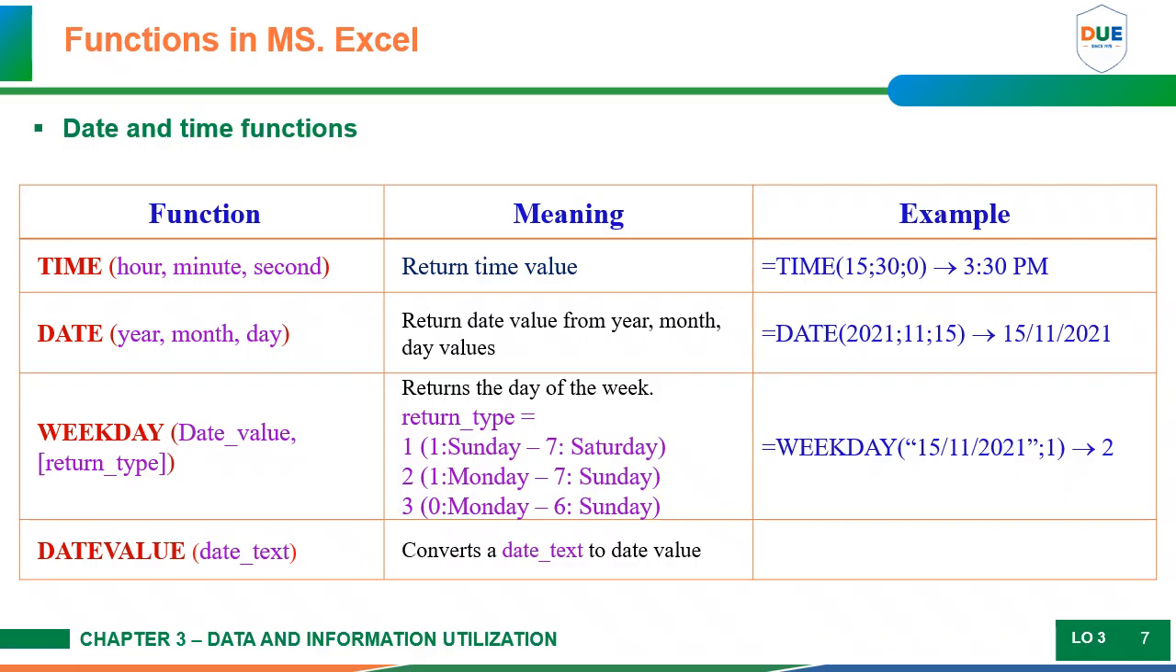If return_type equals 1, it returns 1 for Sunday through 7 for Saturday. If return_type equals 2, it returns 1 for Monday through 7 for Sunday. If return_type equals 3, it returns 0 for Monday through 6 for Sunday. Example: WEEKDAY("November 20th, 2025", 1) returns 5.